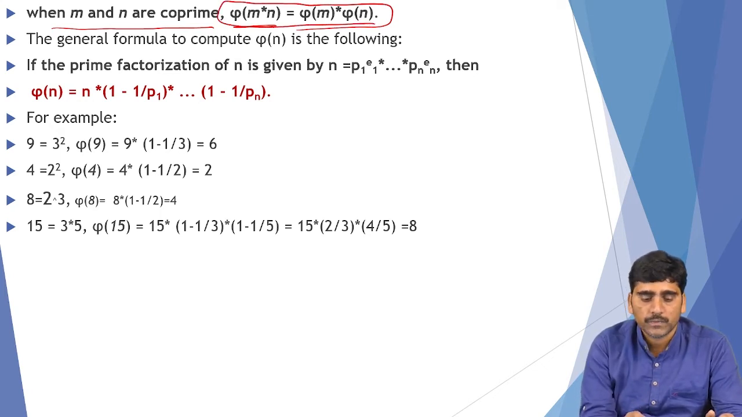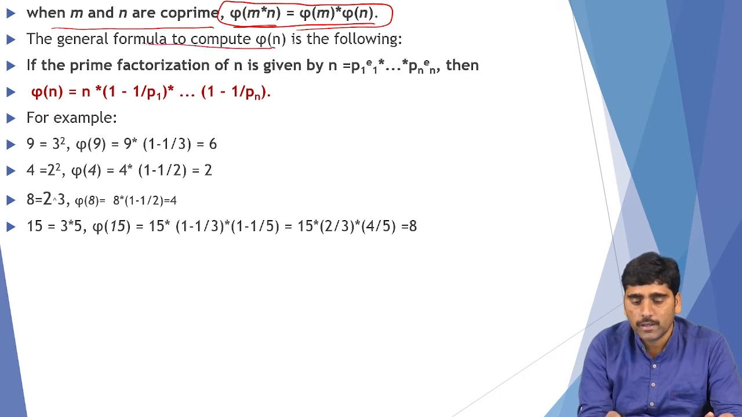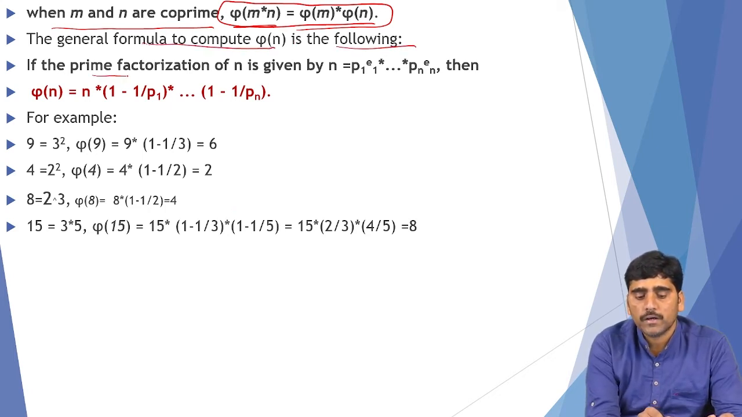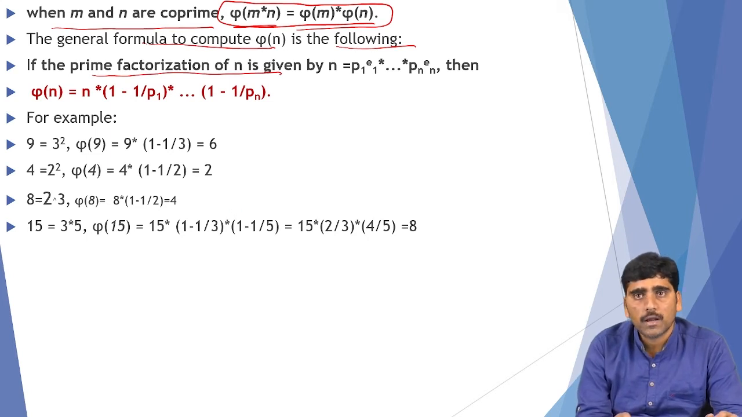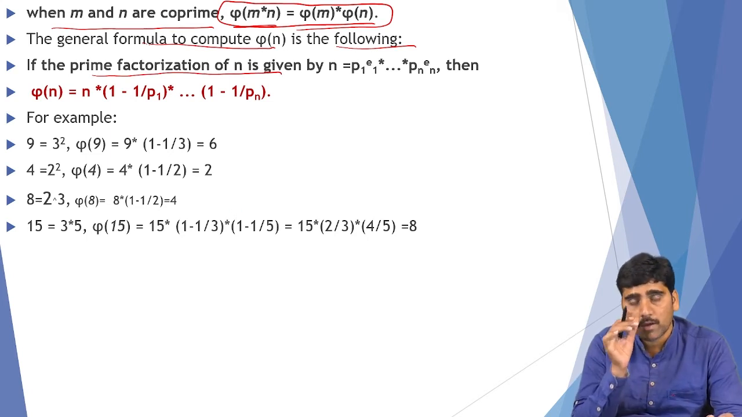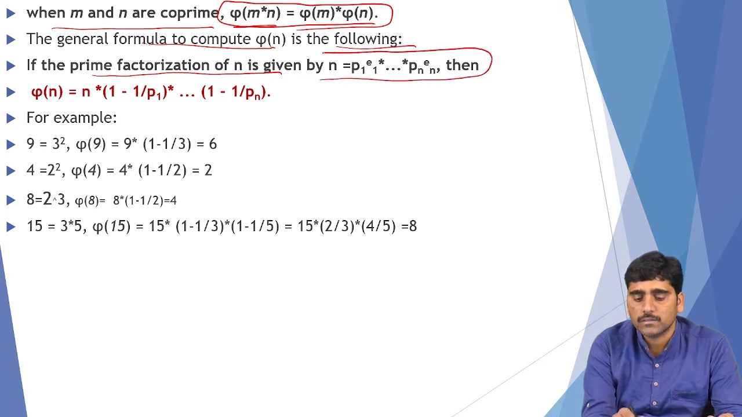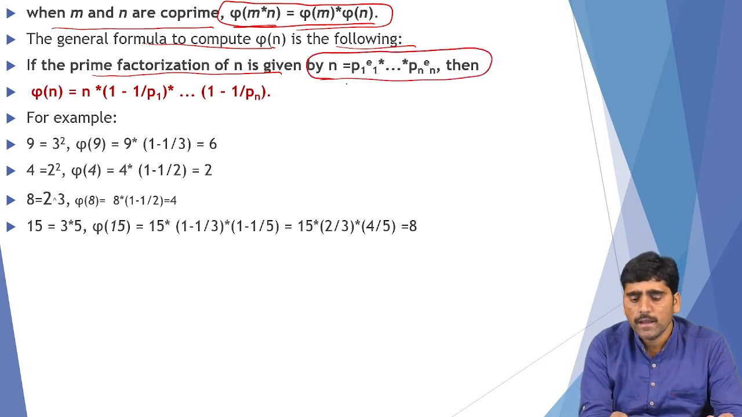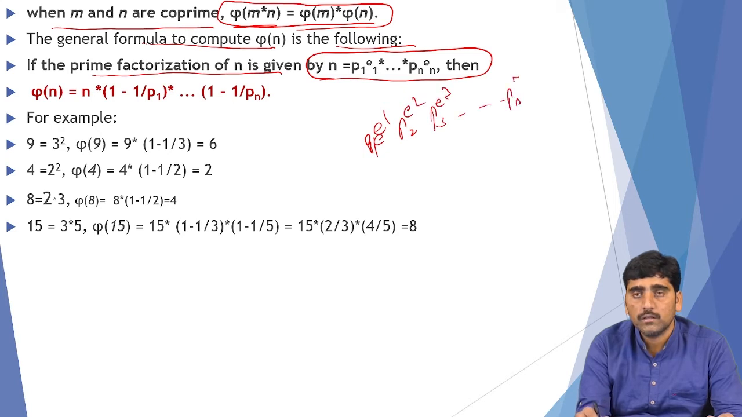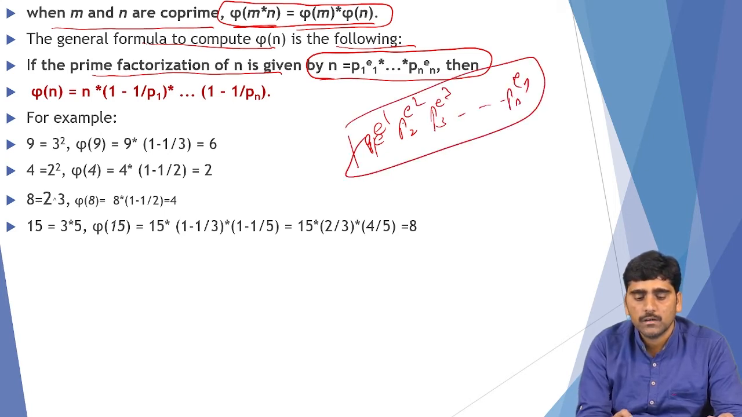The previous slide we mentioned here, the general formula to compute phi of n is the following. If the prime factorization of n is p1 power a1, p2 power a2, like the way you can see the different prime factors. So here n equals p1 power e1, p2 power e2, p3 power e3, up to pk power ek. This is the prime factorization form.